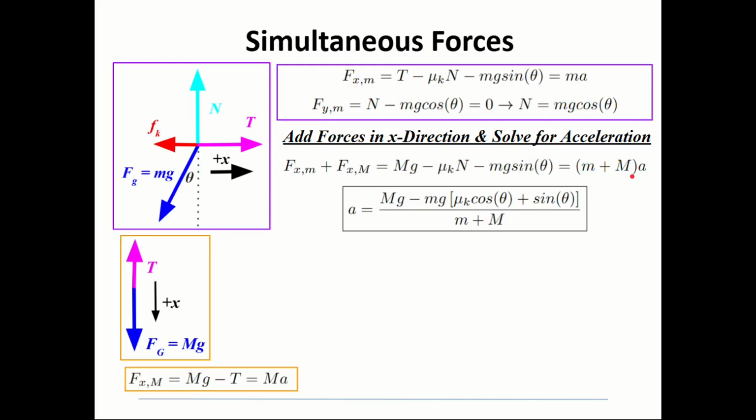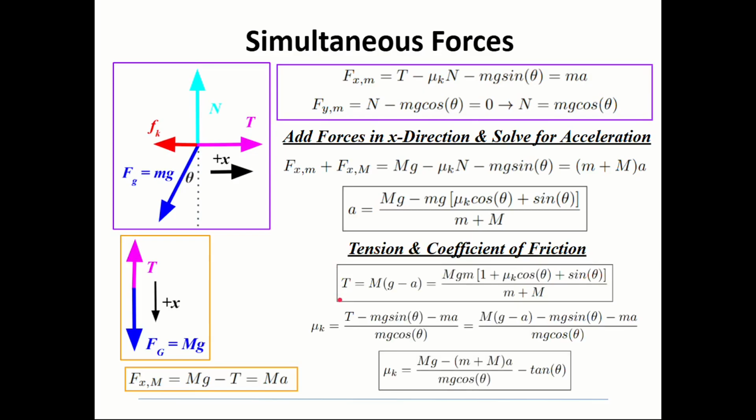And then what you could do is rearrange and just solve for acceleration, which is pretty much just dividing by the sum of the masses. And then you get this equation right here. But why just stop at the acceleration? We can solve for more things, including the tension and the coefficient of friction.